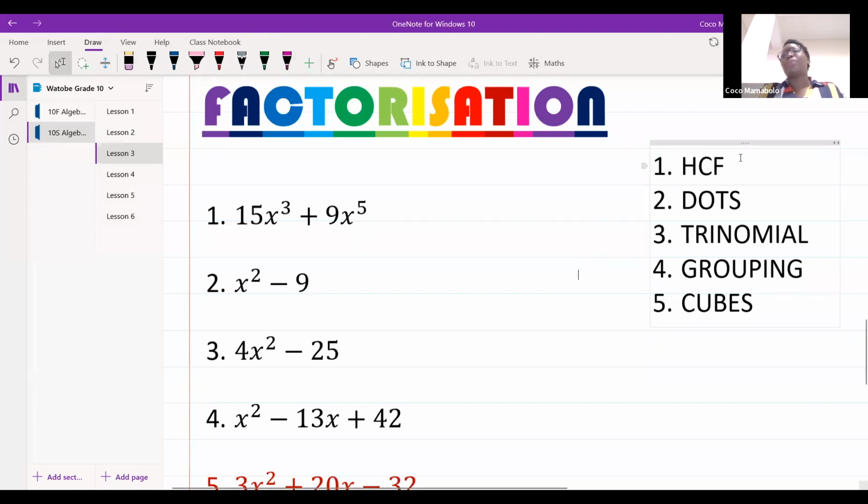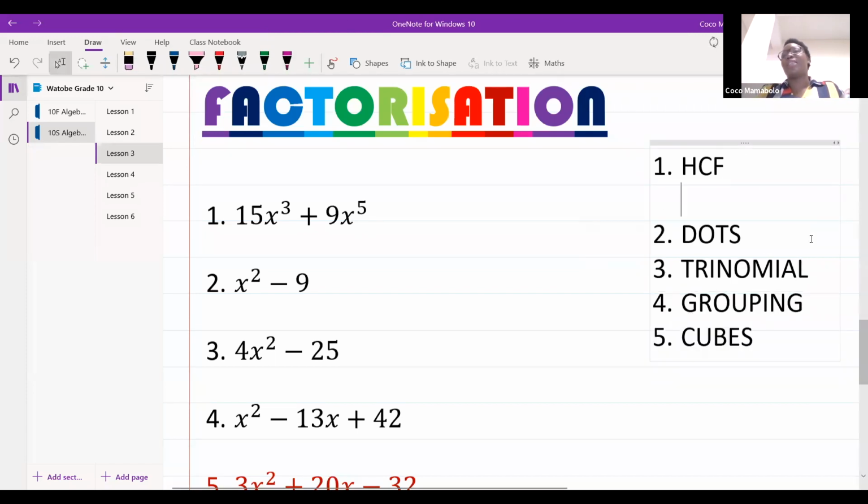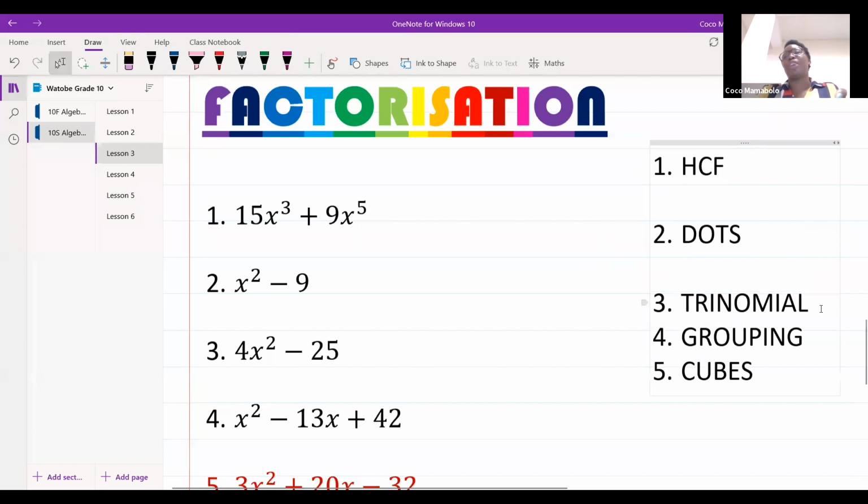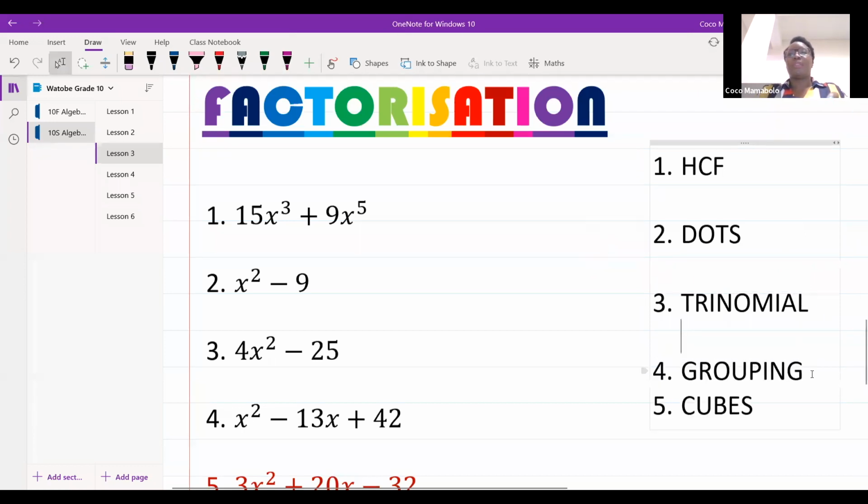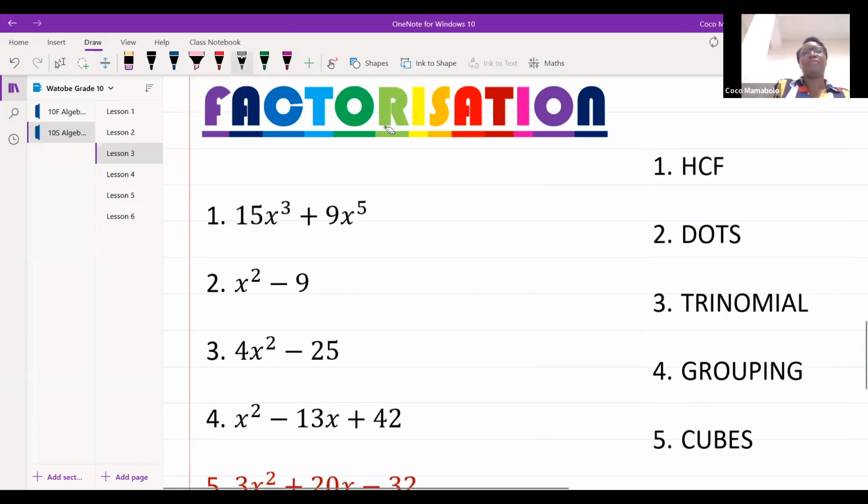Okay, we're going to start with HCF. Does anybody know what HCF stands for? You can just tell me in the chat quickly. Shireen, what does HCF stand for? Ma'am, it stands for highest common factor. Good, it stands for highest common factor.